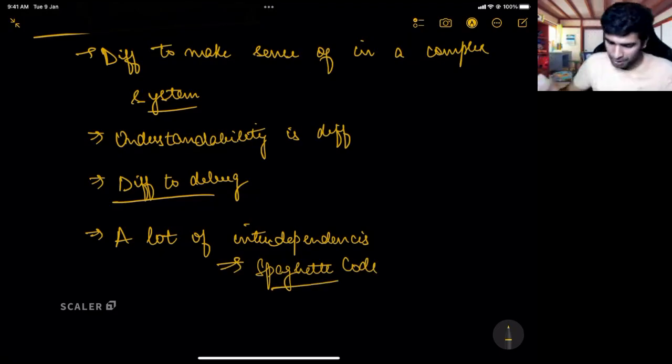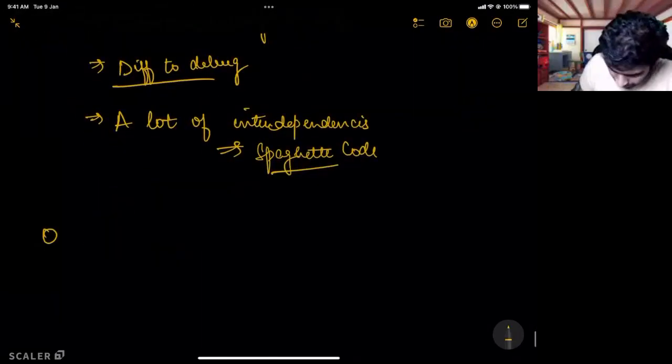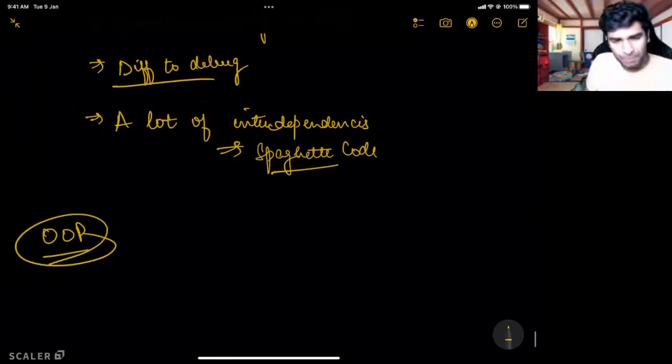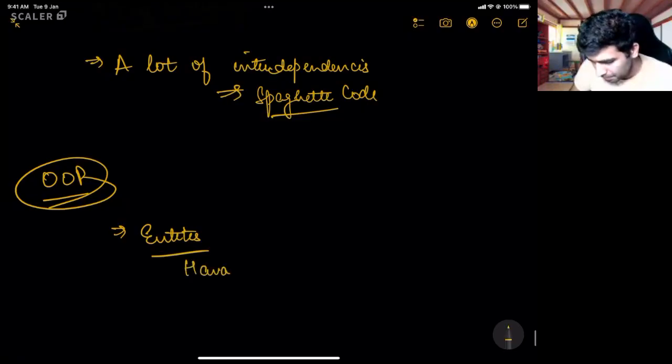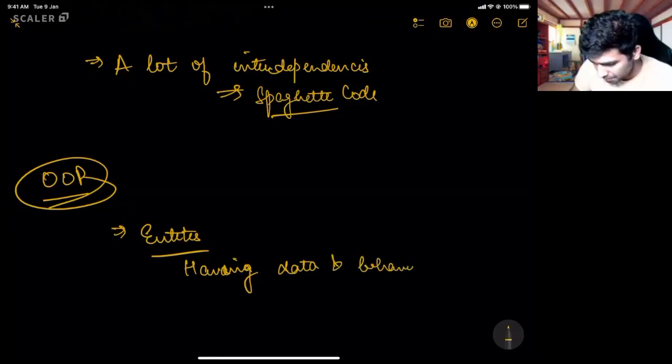Cool. Now let us come to object-oriented programming. Object-oriented programming basically says entities having data and behavior. That's it. For now, this is enough. We will go into more detail of object-oriented programming as we go ahead. So there are a few questions.